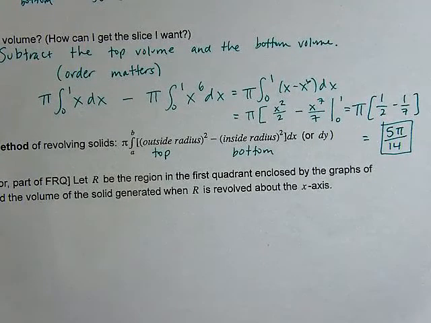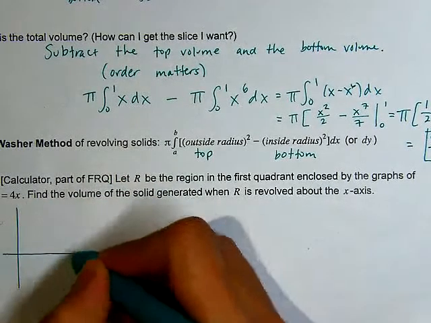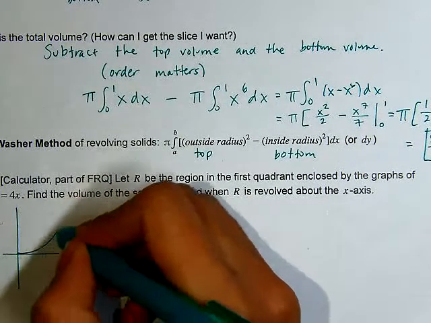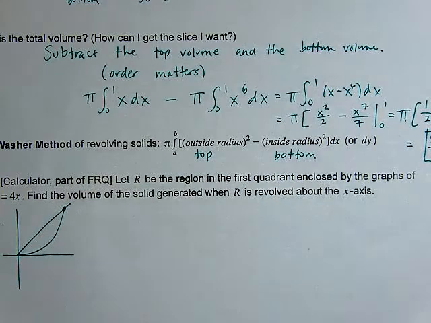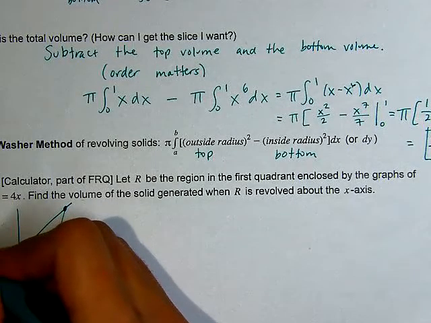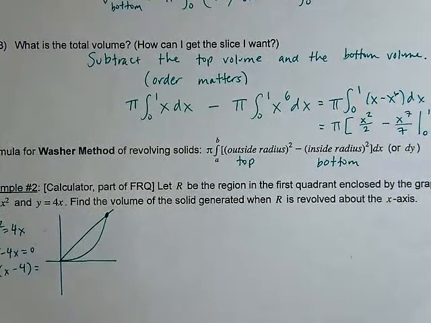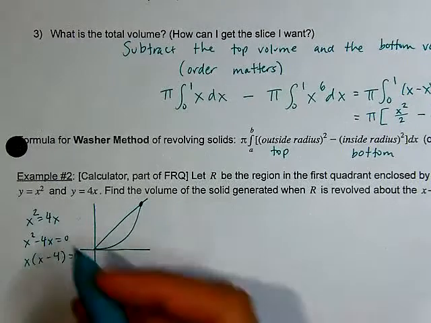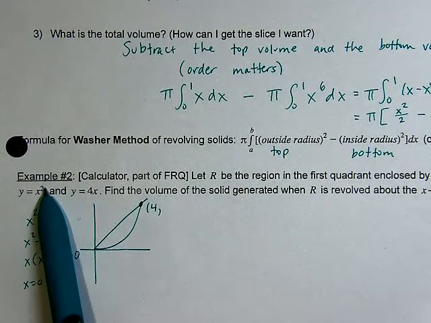Okay, this next example was part of a free response question. You can use your calculator here. So let R be the region in the first quadrant enclosed by the graphs of y equals x squared and y equals 4x. Find the volume of the solid generated when R is revolved around the x-axis. All right, here's x squared, here's 4x. If you need to, grab your calculator to find where they intersect, or set these two equal to one another. I'm doing a little bit of algebra. Factor out an x. So you see that they intersect at 4, and then to find the y value, you just plug in 4 into either, you'll get 16.